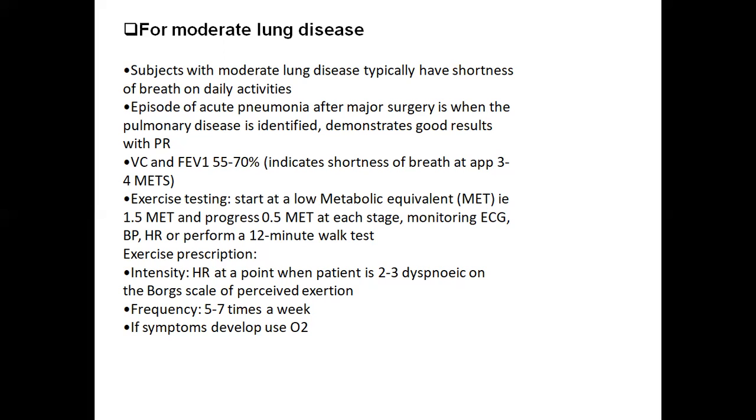Exercise prescription, intensity, heart rate at a point when the patient is 2 to 3 dyspneic on the Borg scale of perceived exertion. Frequency 5 to 7 times a week. If symptoms develop, use oxygen.